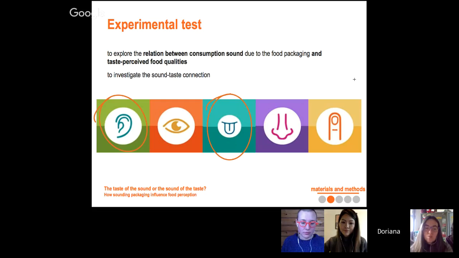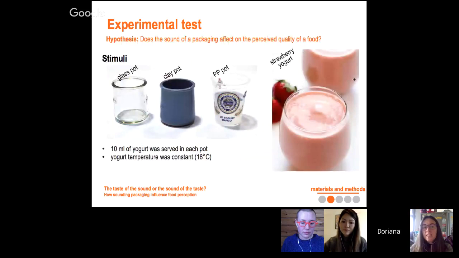The aim of this test was to understand how the properties of a food packaging may affect how the food is experienced during consumption. We selected three widely commercialized yogurt packagings as case studies. Within the yogurt packaging hyperchoice, we selected three containers characterized by a similar shape, in order to reduce the effect of the pot shapes on the test. The containers are in different materials: a glass pot, a clay pot, and a polypropylene pot, and we used a standard quantity of strawberry yogurt that was served at the same temperature in each pot.